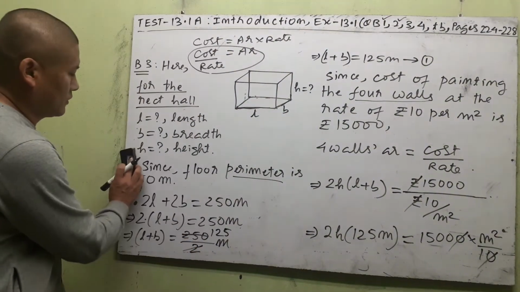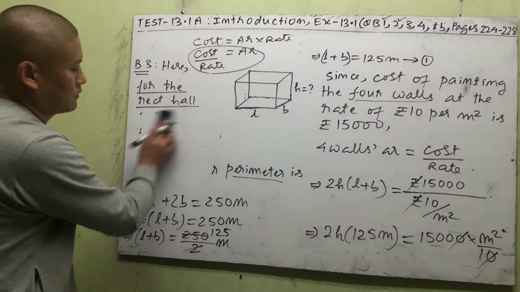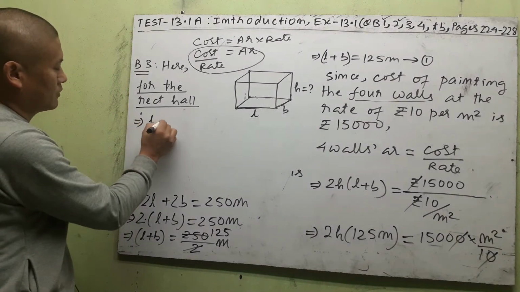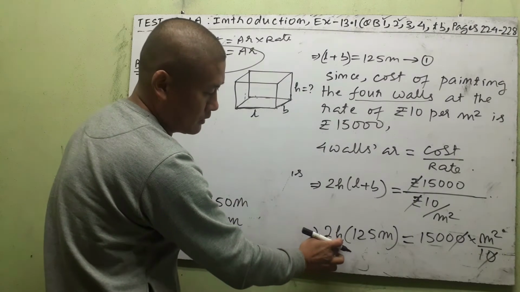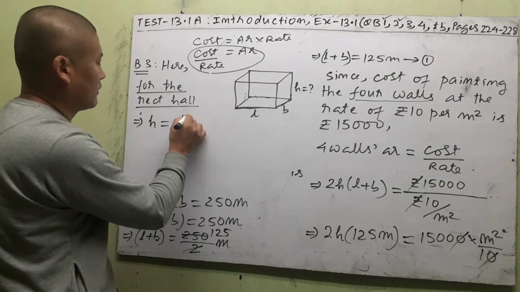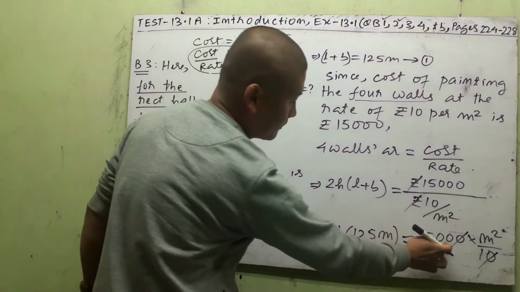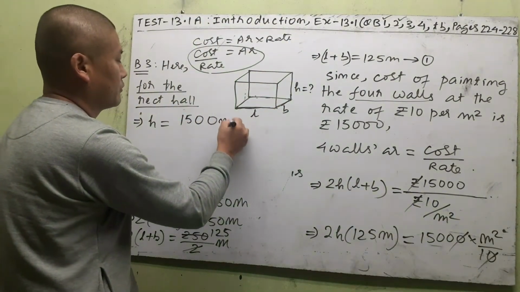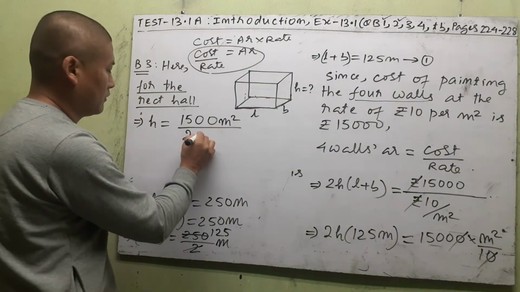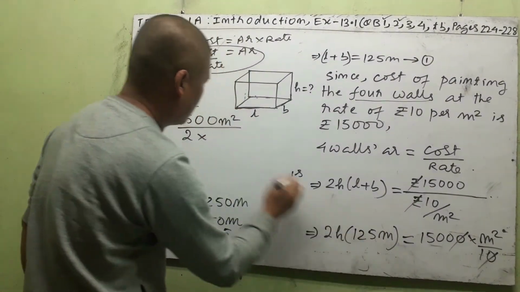Then we can proceed and do. So next, that gives you H only you keep on the left side and shift these 2 and 125 meter. Then you're going to get 1500 left only. Still meter square left, so put it there. Then this 2 up shifted means go down. 125 meter also will go down.